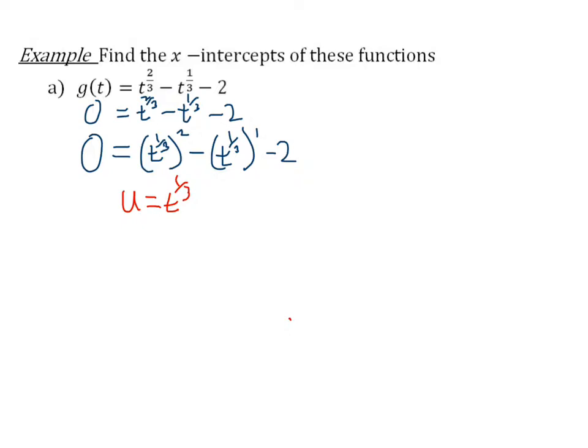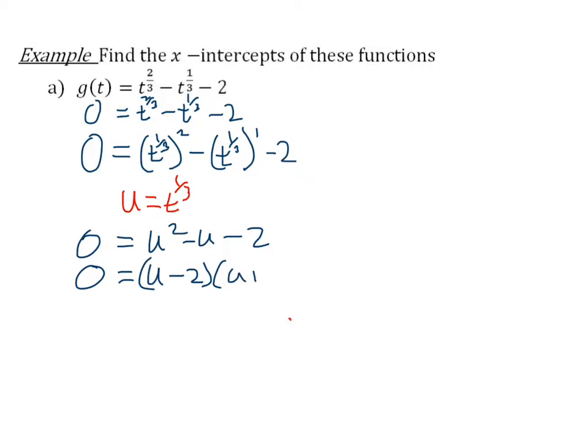And now we can do our substitution, and 0 equals u squared minus u minus 2, which factors nicely. We have u minus 2 times u plus 1. And so we have two answers. Either u is 2 or u is negative 1.